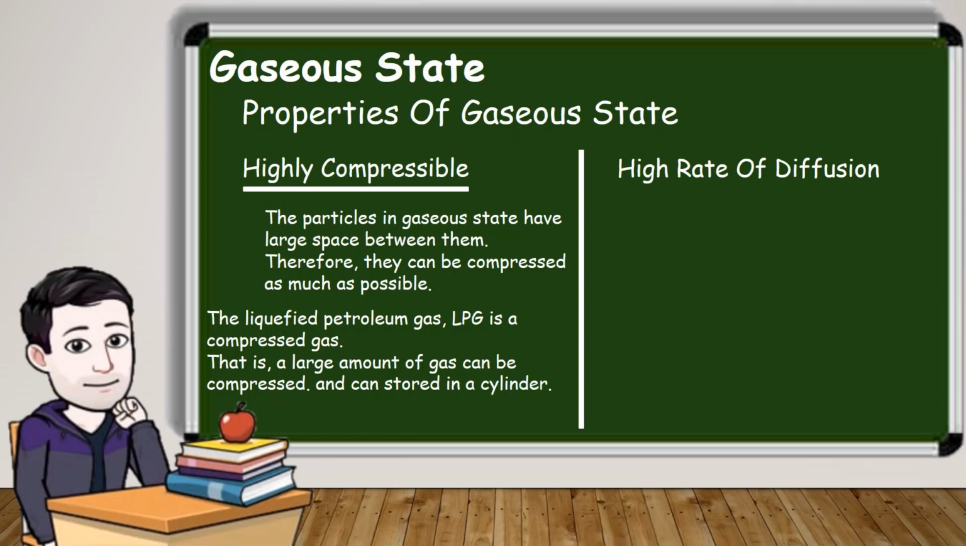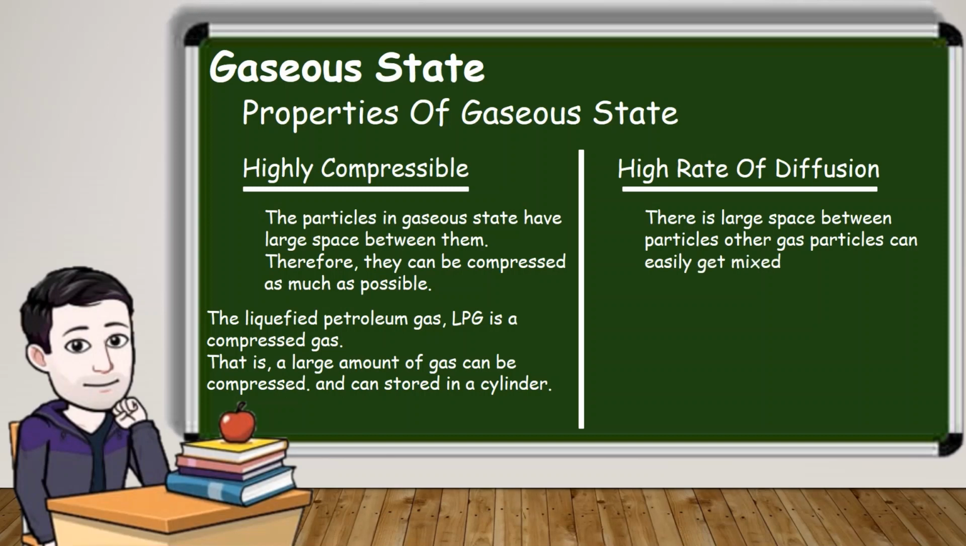Secondly, why gases have a high rate of diffusion. Since there is large space between particles, other gas particles can easily get mixed between the gas particles. For example, you come to know of what is being cooked in the kitchen, without even entering there.